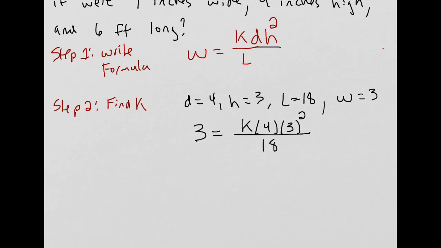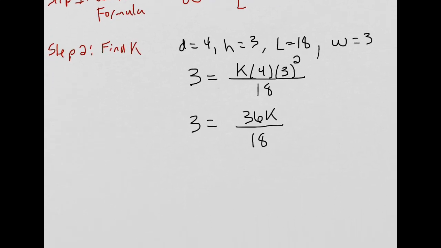Okay, if we keep going from there, my job is basically to figure out what K is. So let's clean up the top a little bit. So we have 3 equals. 3 squared is 9 times 4 is 36. So on top we've got 36K over 18.